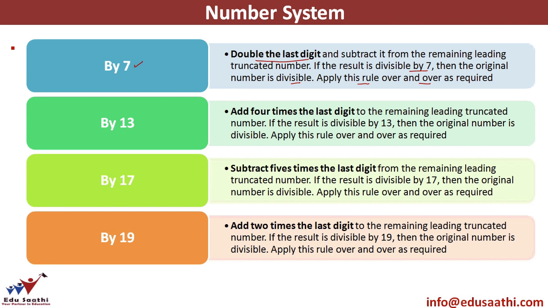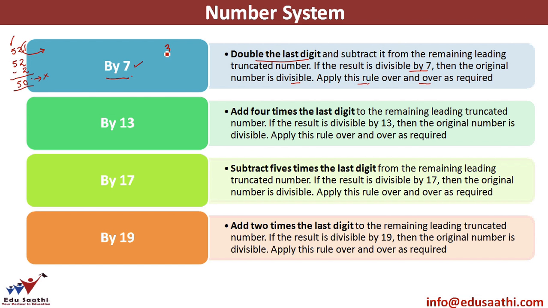For example, if I have the number 521, I'll remove the last digit, double it, so I get 2. From the remaining part of the number, I'll subtract 2. The number that I get is 50. Is 50 divisible by 7? No. That means 521 is also not divisible by 7.